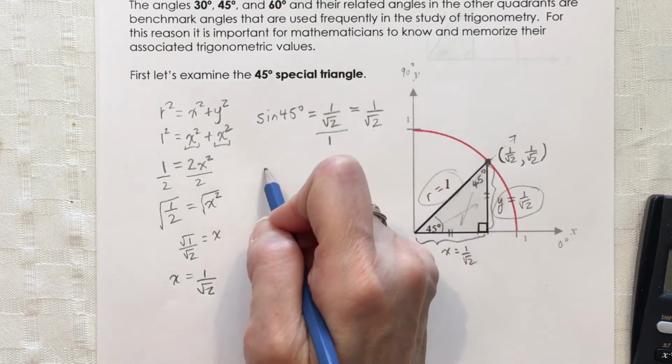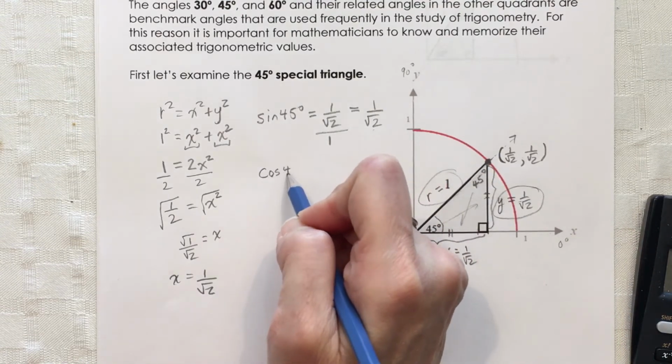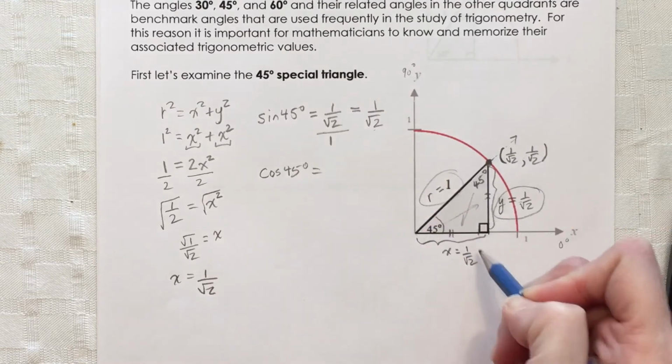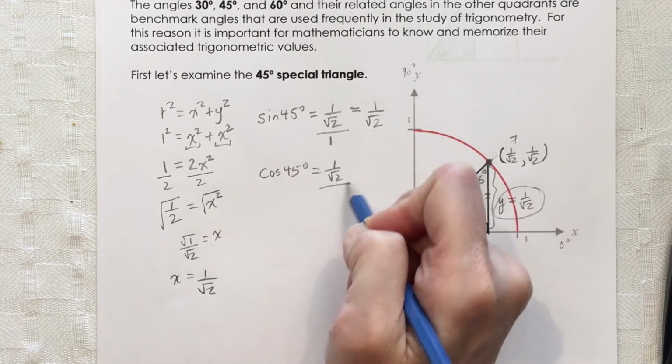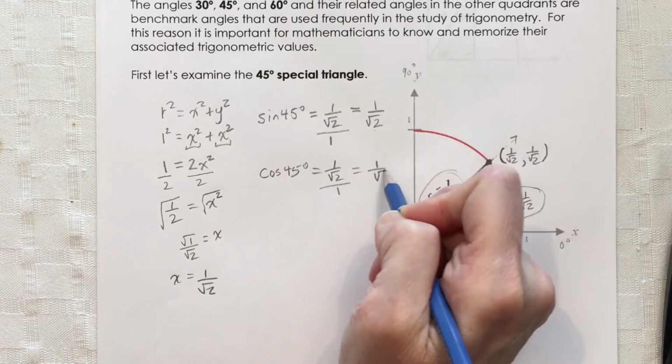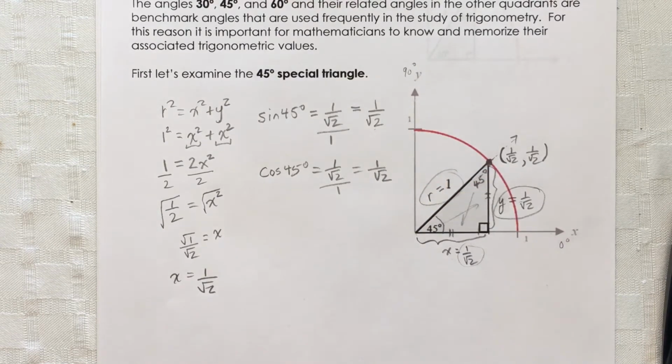Okay, and then the cosine of 45 degrees is the x value, 1 over root 2, over the r value, which is 1. So the cos of 45 is also, the exact value is also 1 over root 2. So no approximately 0.7, we're giving the exact value. Okay, exact values are kind of an important theme in grade 11 math.